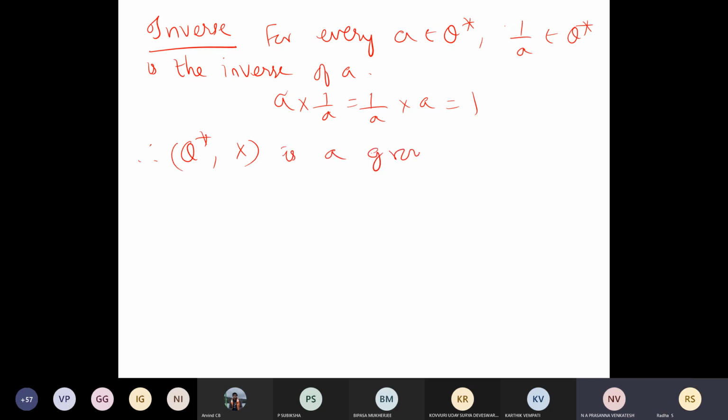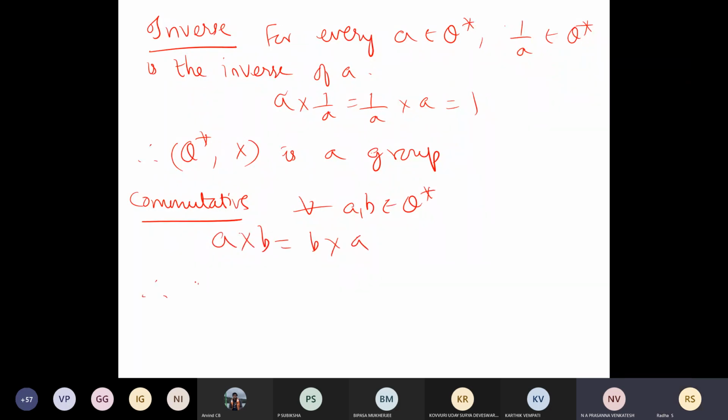Will this be an abelian group? So we can check the commutative property. Very simple: for all a, b in Q star, a into b is always b into a. So therefore, Q star under multiplication is an abelian group.